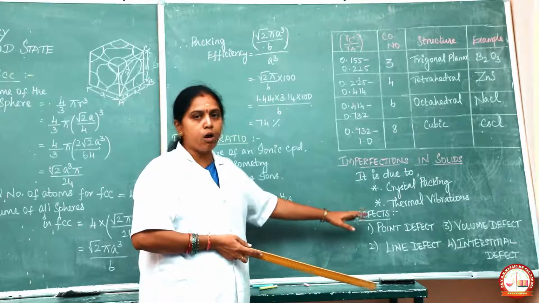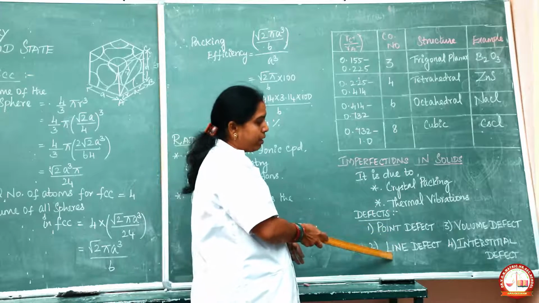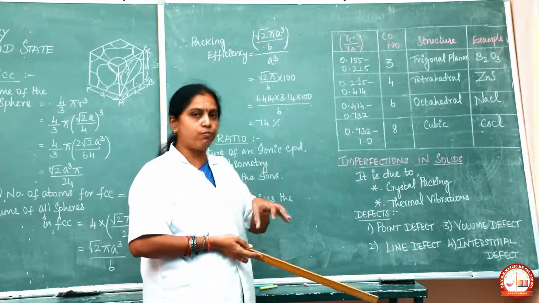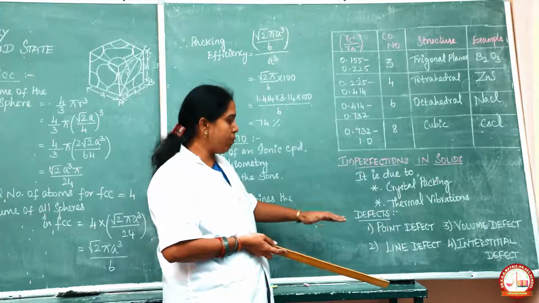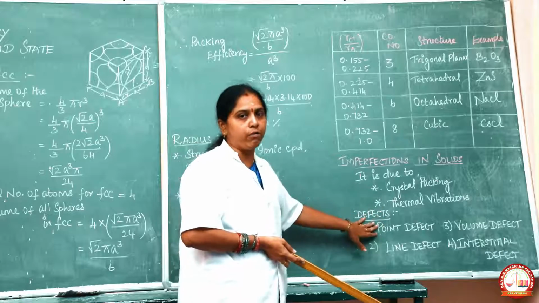There are 4 common defects for the crystal. They are point defects, line defects, volume defects and interstitial defects. Out of all these 4 defects, the most important defect is the point defect. So next we are going to discuss this point defect.